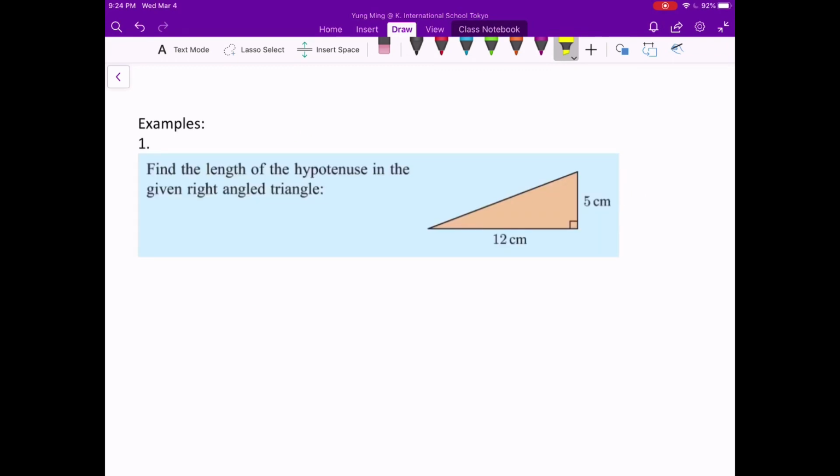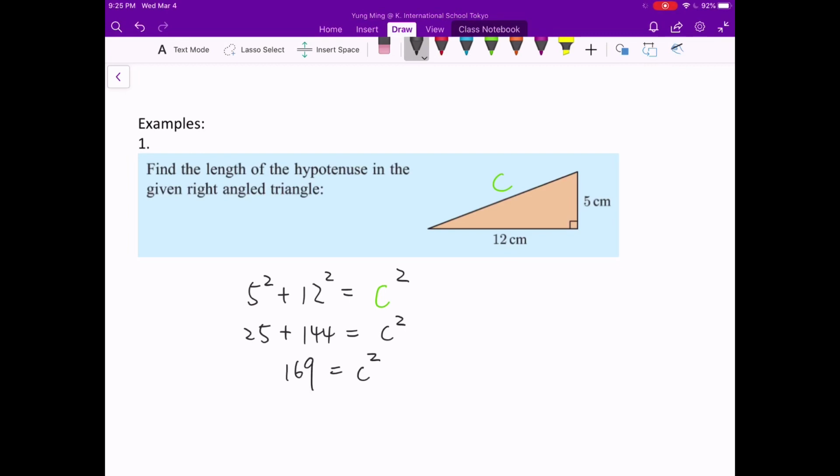So a few examples. The first one, we want to find the length of the hypotenuse in the given right angle triangle. So in this case, we're looking for our hypotenuse, namely our C over here. Using our Pythagoras theorem, you will see that we have 5 squared plus 12 squared equals to C squared. 5 squared is equal to 25, 12 squared is equal to 144, and all that is equal to C squared. We got 169 equals to C squared.